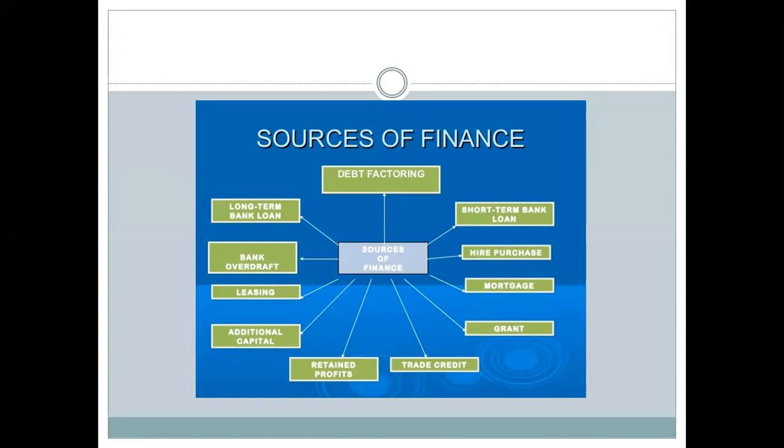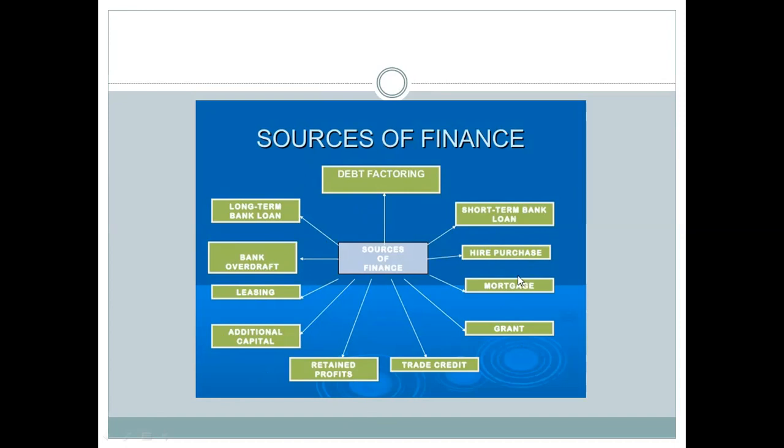In finance, we have to study from where we arrange the finance and how we procure and how we use all the funds in the business. As this diagram shows, sources of finance include long-term sources, short-term sources, bank overdraft, leasing, additional capital, retained earning, trade credit, grants, mortgage, debt factoring, right? So many methods of finance.